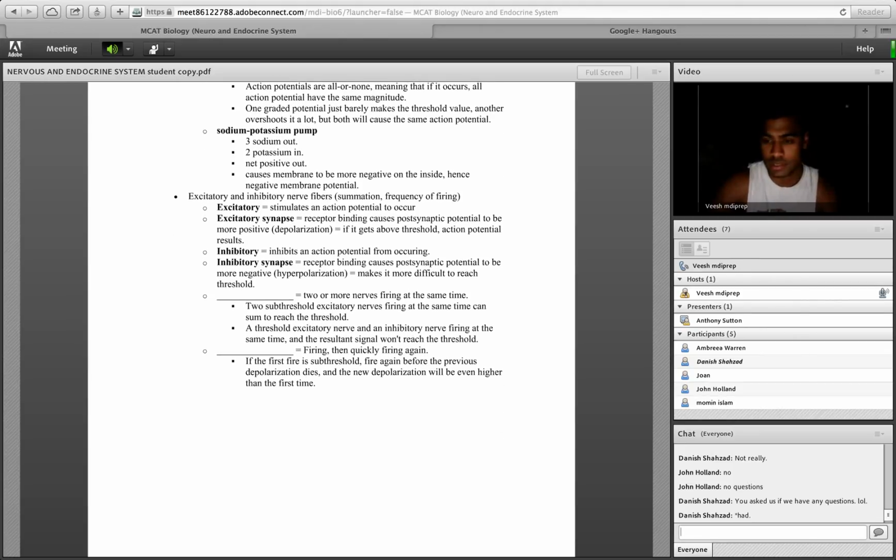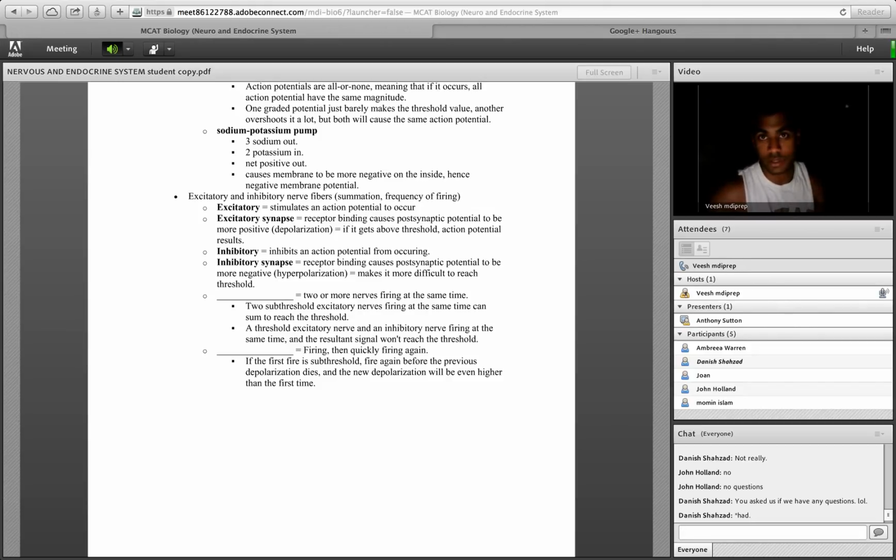Now, within your nervous system, you have both excitatory and inhibitory nerve fibers. So an excitatory nerve fiber stimulates the action potential to occur. And between those excitatory nerve fibers, you have excitatory synapses. And over there, you have receptor binding that causes the postsynaptic potential to be more positive and cause depolarization. And if it gets above that threshold, the action potential results. Whereas the inhibitory, the way that works is it inhibits the action potential from occurring.